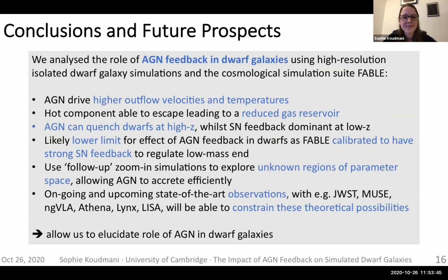Thank you for a really nice talk, very clear, very nice slides. So people can use the raise hand feature on Zoom to ask questions.